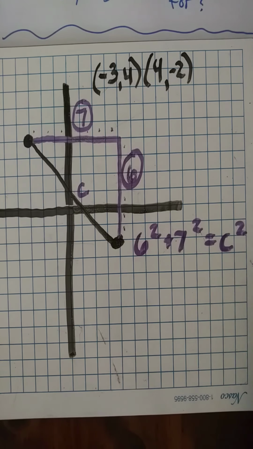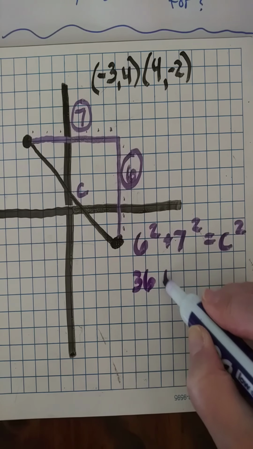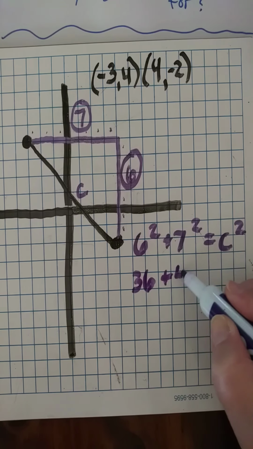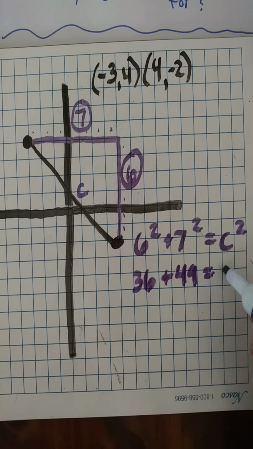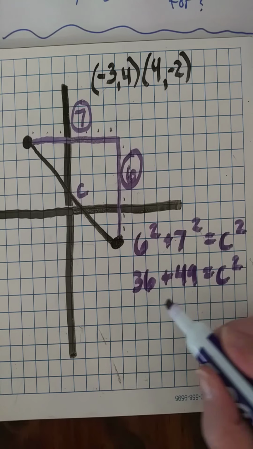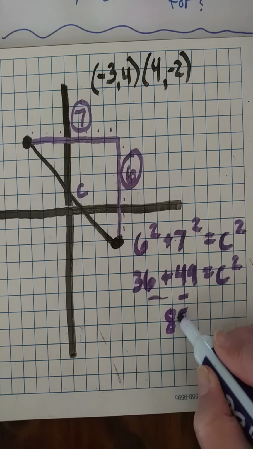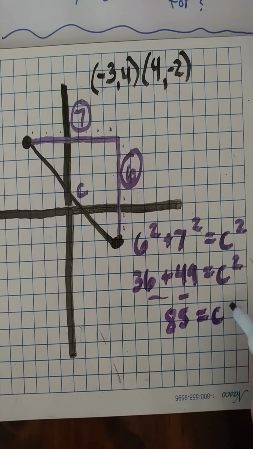All right, so let's simplify our numbers. This is 36, 6 to the second power. 7 to the second power is 49. Over here, we still have C squared. When we simplify, we add these 2 things together, and we get 85, equal to still C squared.